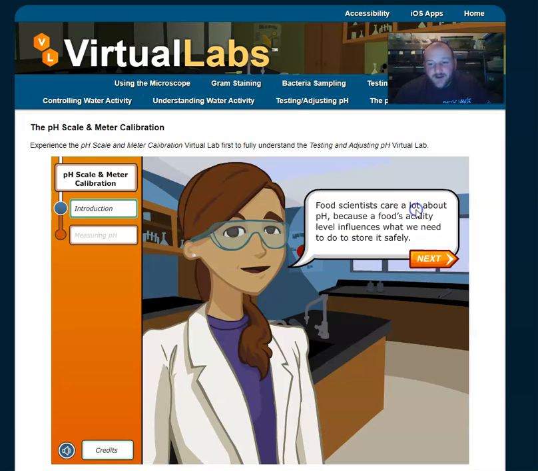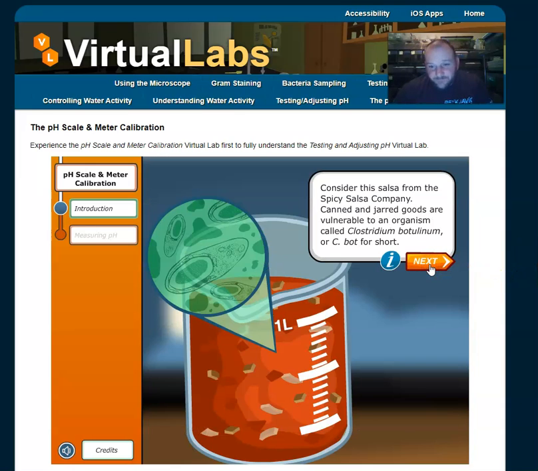And here we are. We sort of explain the pH. Scientists care a lot about pH because a food's acidity level influences what we need to do to store it safely. This is where I think this lab actually has its strength, as it gets to the applicability of the idea of testing and managing pH. Consider this jar of salsa from the Spicy Salsa Company.